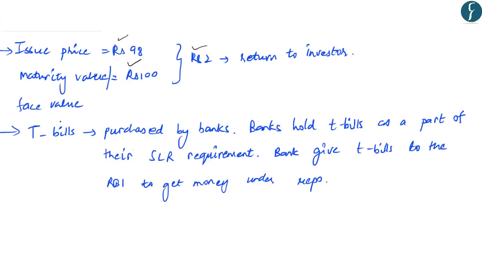Lastly, we understood that treasury bills are usually purchased by banks. That is, banks hold these T-bills as a part of their statutory liquidity ratio requirements. Also, banks give these treasury bills to the RBI in order to get money from the RBI through its repo rate operations. Now let's come back to that question.